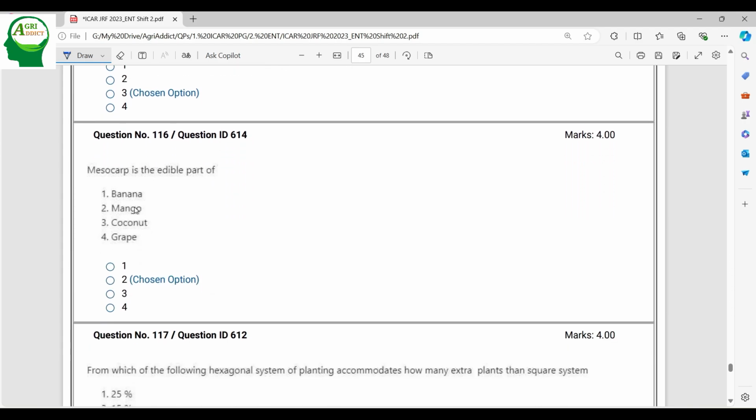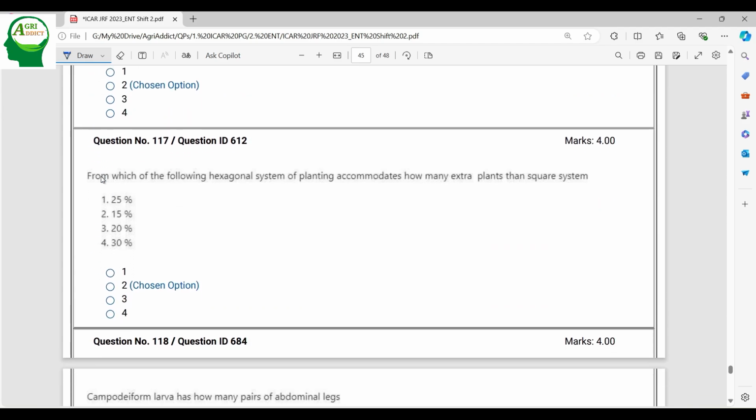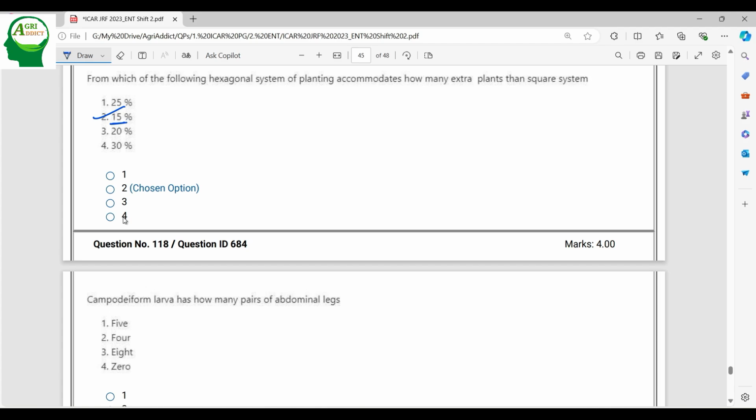Mesocarp is the edible part of, a very easy question, mango. M for mango, M for mesocarp. You can simply remember this. The hexagonal system of planting accommodates how many extra plants than the square system? A basic question: 15% more than the square system in the hexagonal planting system. A direct question from the horticulture book by Nirmal Kumar Singh. You can easily answer this. So 15%, option 2, is the correct answer.